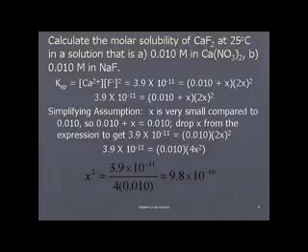So x squared would be equal to 3.9 times 10 to the negative 11th divided by the product of 4 times 0.010. When we do that, we get x squared is equal to 9.8 times 10 to the negative 10th, and then we'll be able to solve.